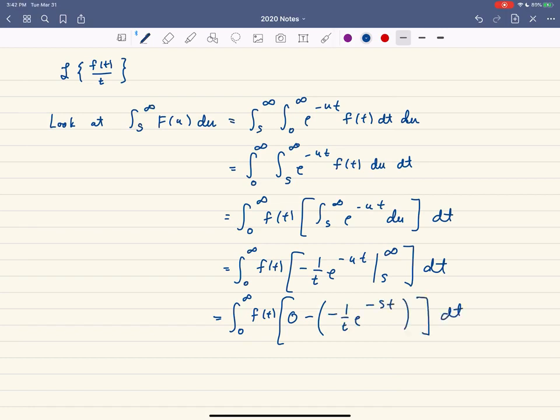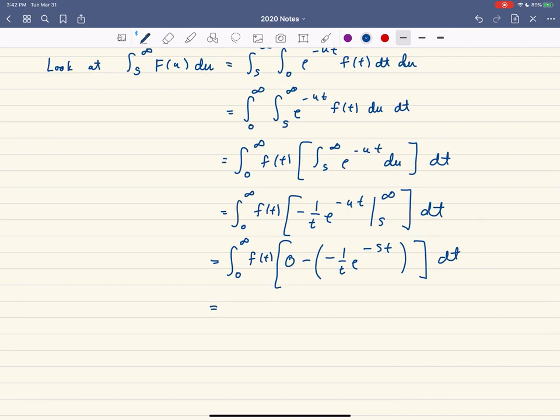And if we unwrap everything and look at it, what we end up with is the integral from 0 to infinity. This is going to turn out to be a plus, right? So plus e to the negative st times f of t over t dt. And that is exactly the Laplace transform of f of t over t.